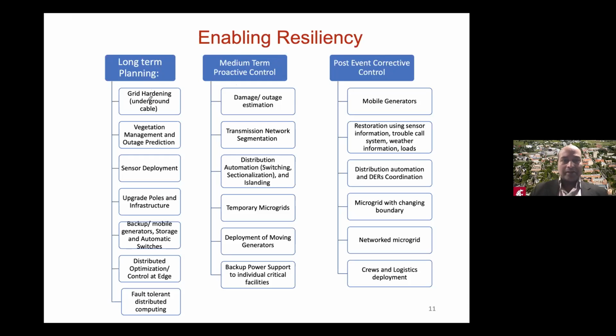So long-term planning will, of course, include things like grid hardening. So change your overhead lines to underground, which we all know will cost 10 times more money, and we cannot use it all the time. But if you're in Alaska, it's better to do it, and that's what they're doing, right? So one-time investment, but more resilient system. So depending upon where you are, it will make sense or it will not make sense. We have to put in some vegetation management.